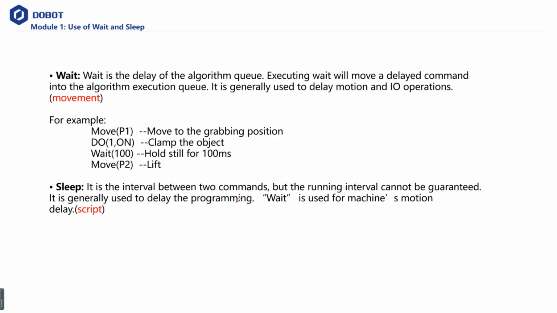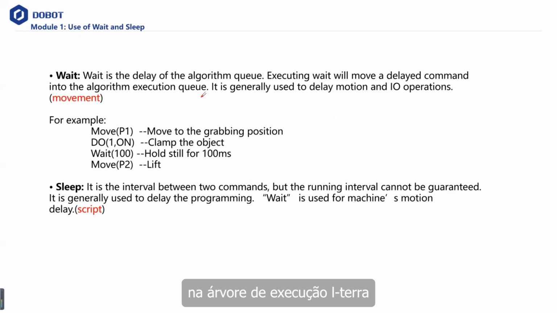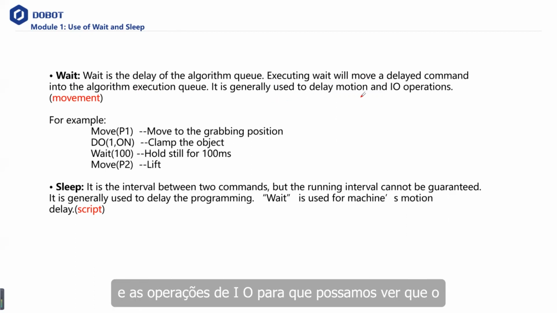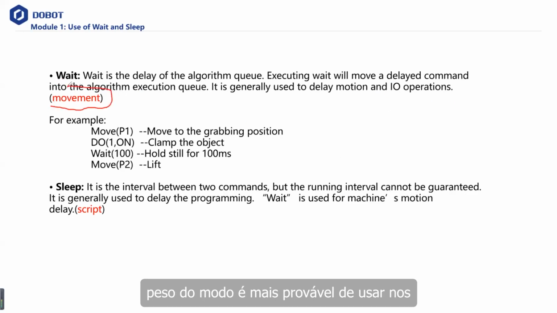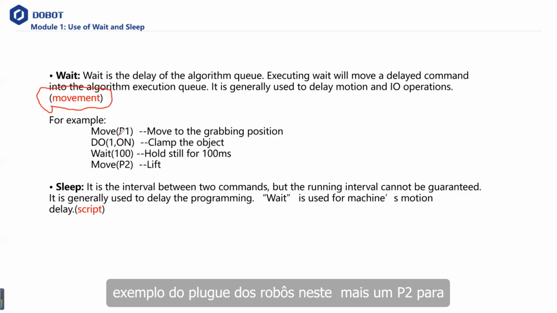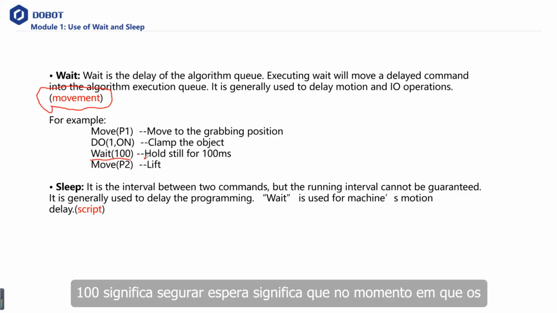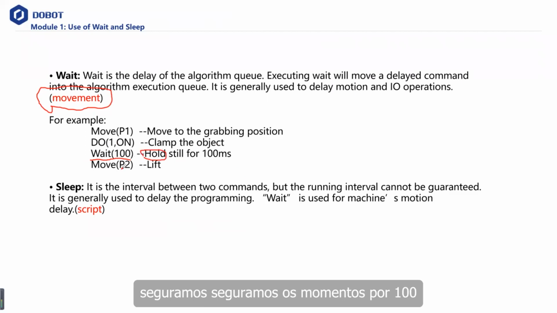So what's the difference between Wait and Sleep? Wait is actually the delay of the algorithm queue. Executing Wait will move a delayed command into the algorithm execution queue. It's generally used to delay the motion and I/O operations. So Wait is more likely to be used for the movements of the robot. For example, in this one, move to P2, the grabbing position, and DO1 to grab the object. Wait 100 means hold. We hold the motion for 100 milliseconds, and then we do the next move. So Wait is actually for the movement.